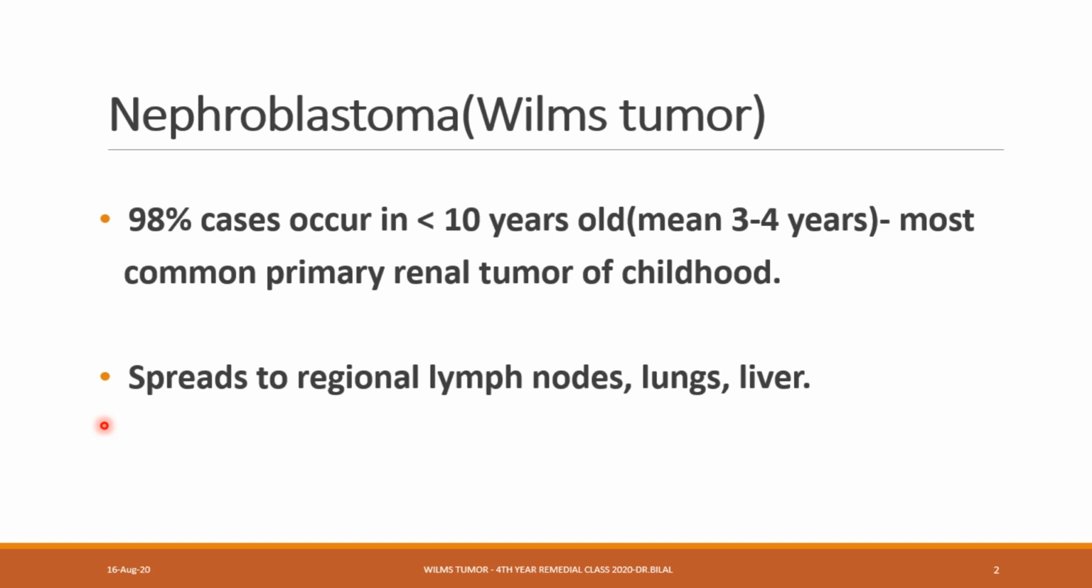98% of cases, most of the cases, occur in the age group less than 10 years old. Okay, and so this is the most common primary renal tumor of childhood. It is important because it's an aggressive tumor. It can spread to regional lymph nodes, it can spread to lungs, it can spread to liver as well.